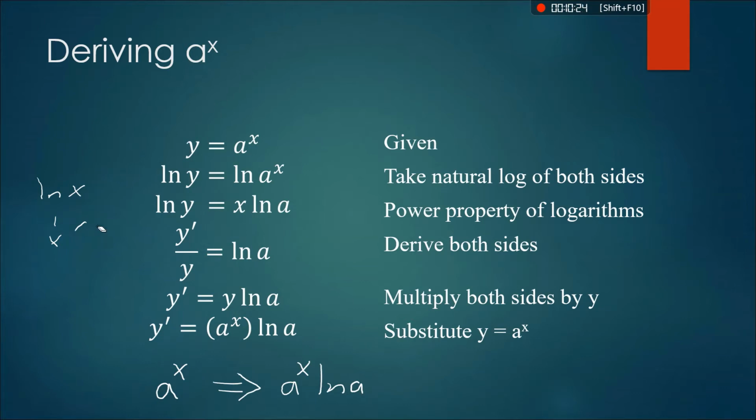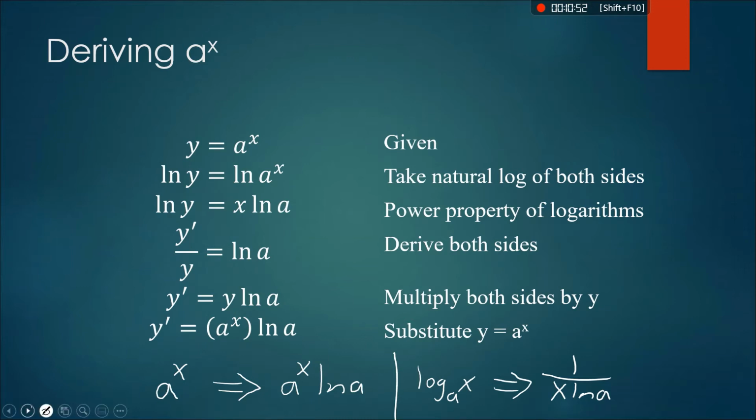So that gives us two new derivative rules. If I derive a to the x, I get a to the x ln a. If I derive log base a of x, I'll get 1 over x ln a. Any questions on this one? No. Okay.